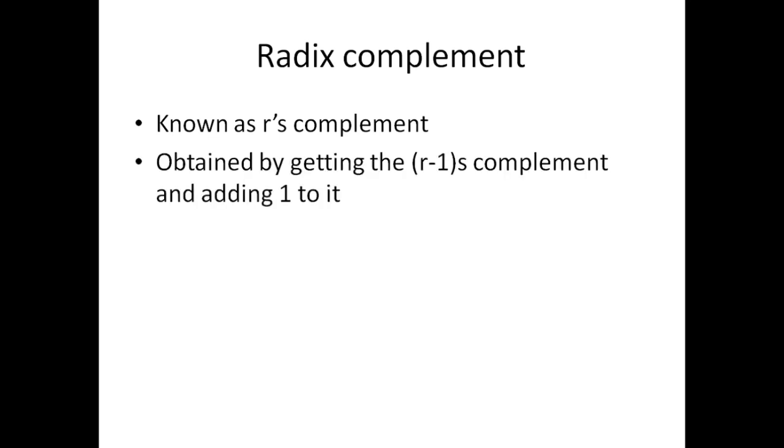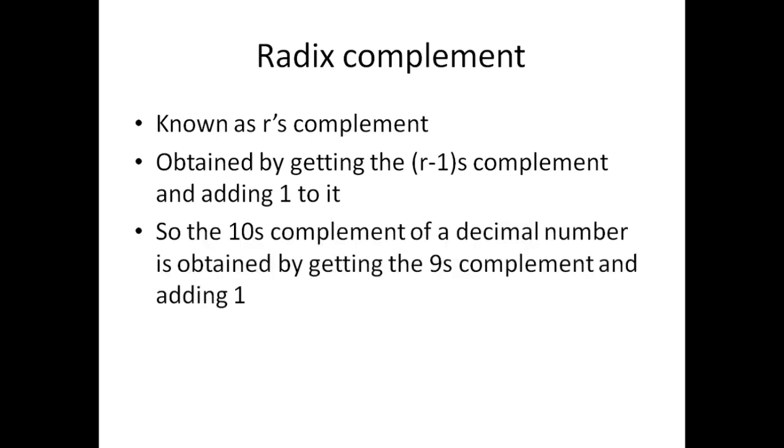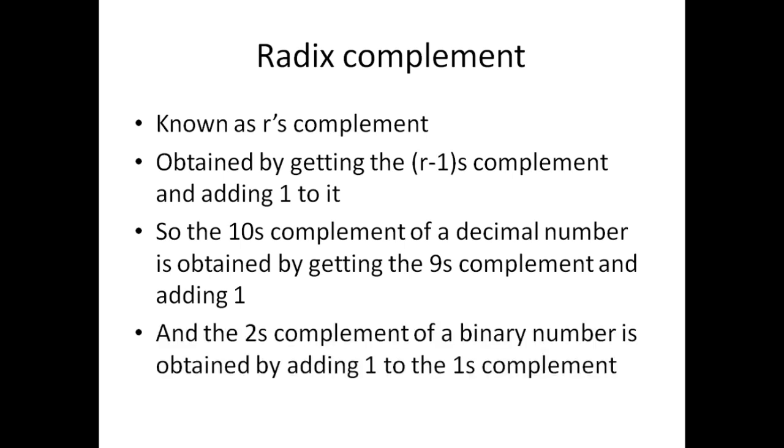Radix complement, or r's complement, is more commonly used. It's very simple to get. You just add 1 to the diminished radix complement. In decimal, it's known as 10's complement and is just the 9's complement with 1 added to it. 2's complement is what it's known as in binary, and is obtained by adding 1 to the 1's complement.